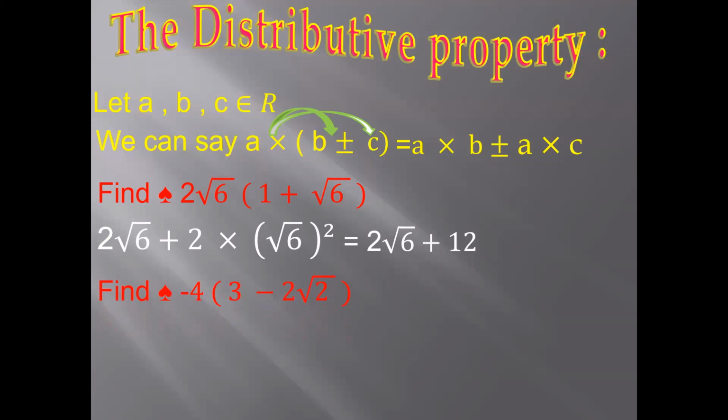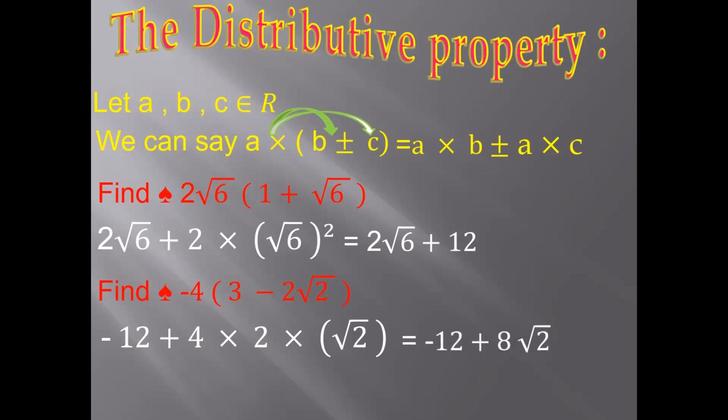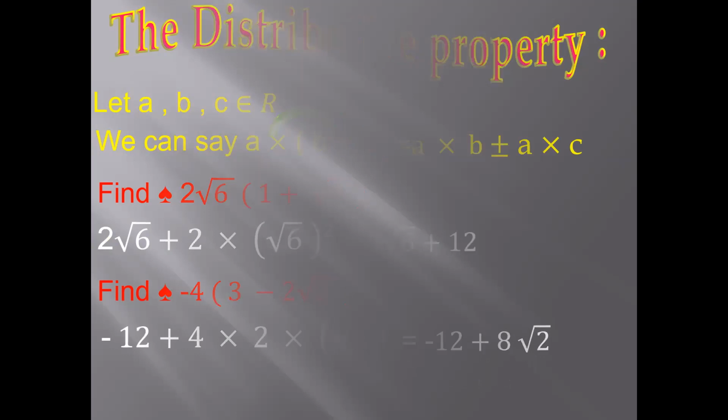Next, find negative 4 multiplied by 3 minus 2 root 2. Negative 4 times 3 equals negative 12. Negative 4 times negative 2 root 2 equals 8 root 2. Here I must make it positive because negative 4 times negative 2 is positive. What will be the answer here? Negative 12 plus 4 times 2 times root 2, because negative 4 times negative 2 will be positive 8, and keep root 2 as it is. The answer is negative 12 plus 8 root 2.